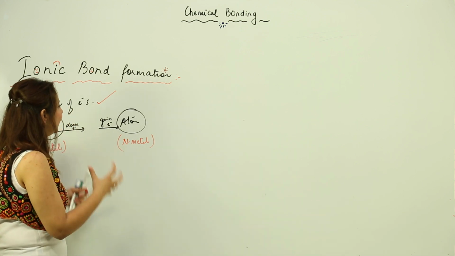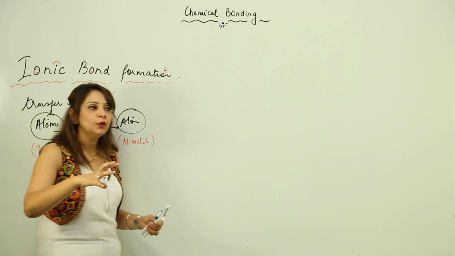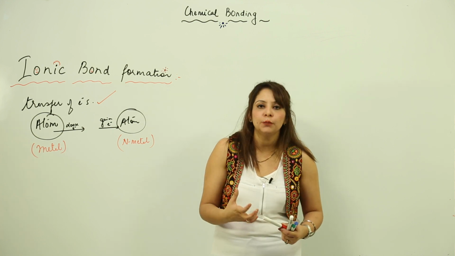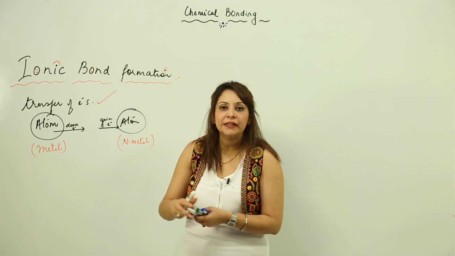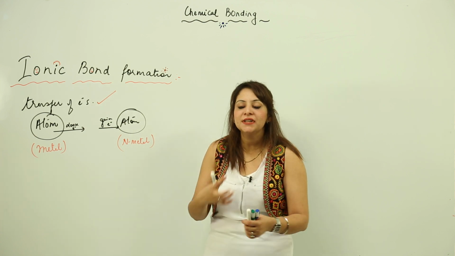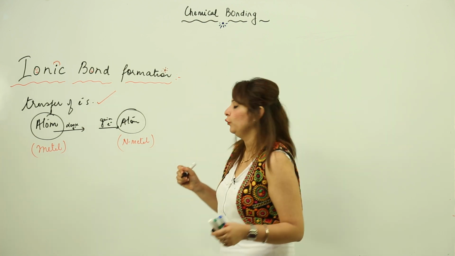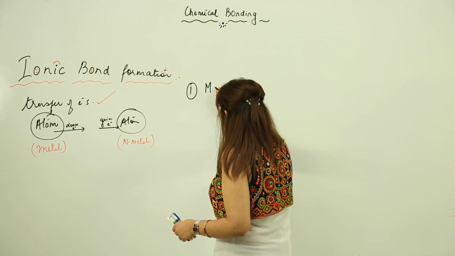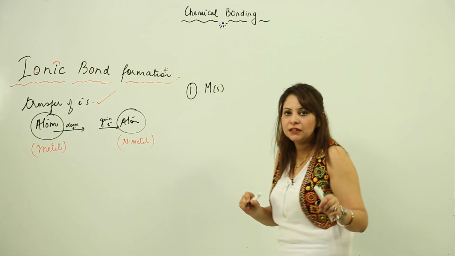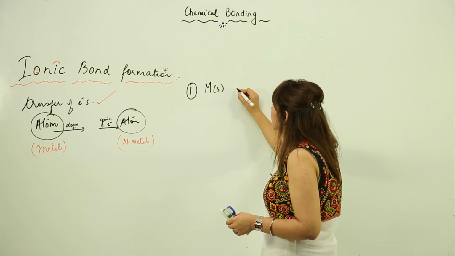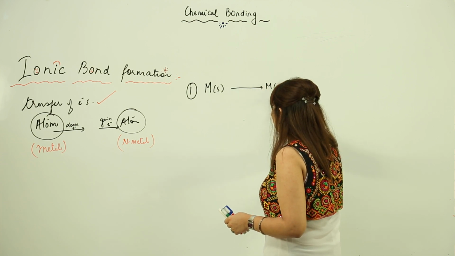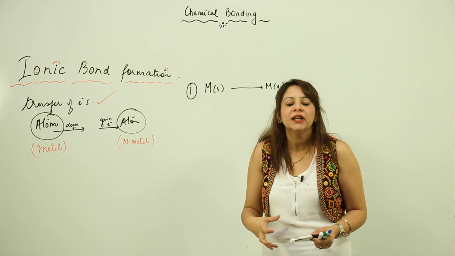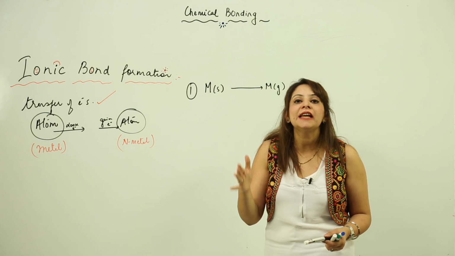So now we are looking for the factors that govern the ionic bond formation. We will see with a general example what happens in the ionic bond formation. What are the steps involved? The first step is that we need to convert a metal which is in solid state into a gaseous state, because whenever we are adding an electron or extracting an electron, it is always done when the atom is in gaseous state, right.